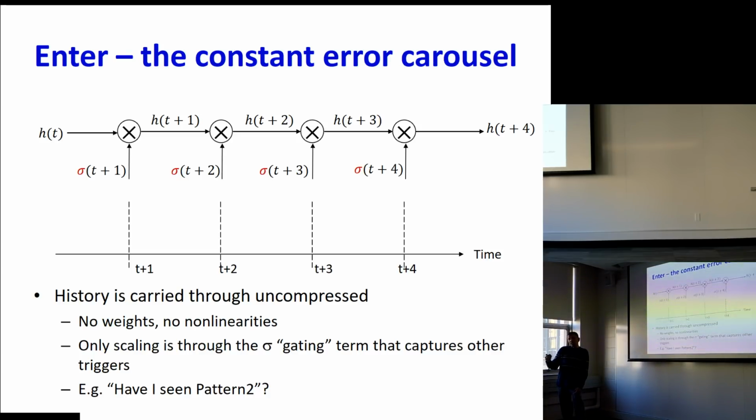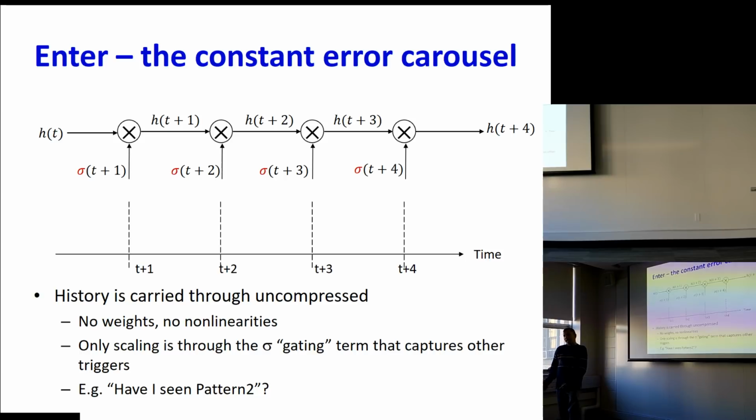These must depend on what we have seen and not on a generic property of the network. Whereas in the way we've designed the recurrent network, whether the thing was going to be forgotten or whether the thing was going to blow up depended on the network and not on the input once it was triggered, right? So let's modify this and make it dependent on the input itself. So I have h of t, which is the history that's going to go through uncompressed. There are no weights, no nonlinearities, but then I'm going to have this scaling term that captures other triggers.